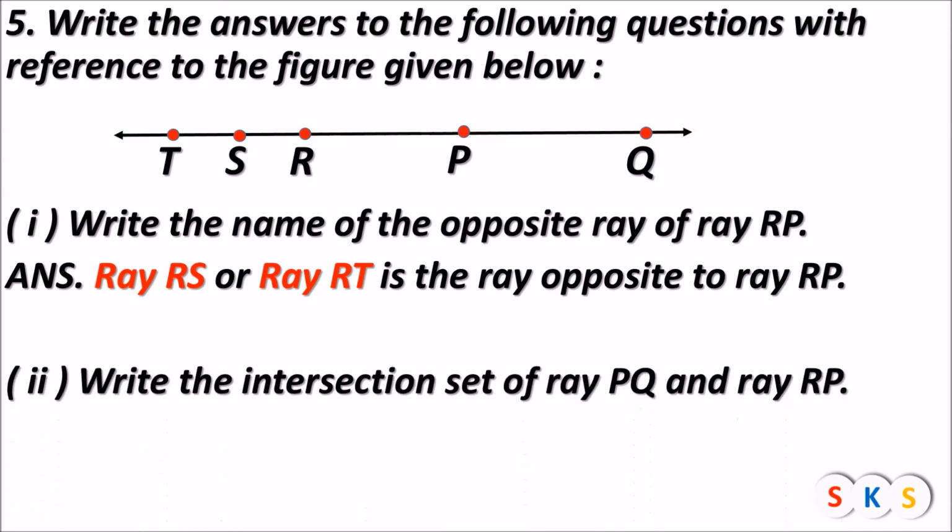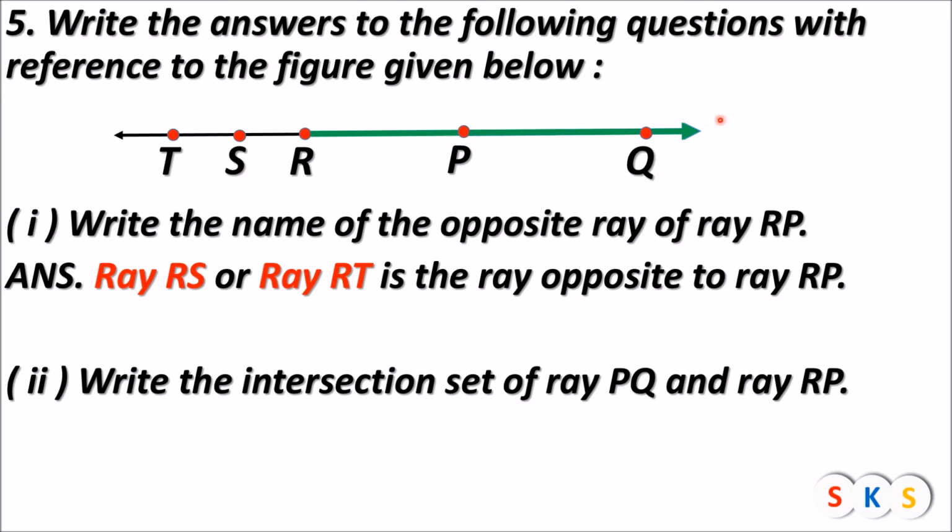Now we have the next question. Write the intersection set of ray PQ and ray RP. Look at this figure. It is ray PQ and here we have ray RQ. We have to find the intersection of both the rays. Intersection means the common part of both rays. So ray PQ is from P to this side.